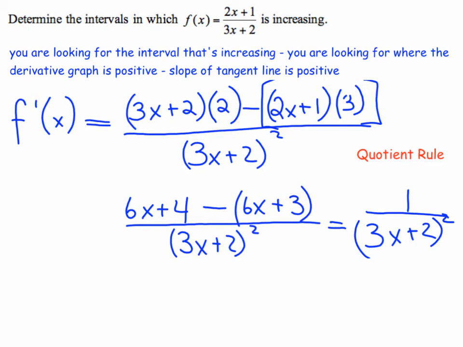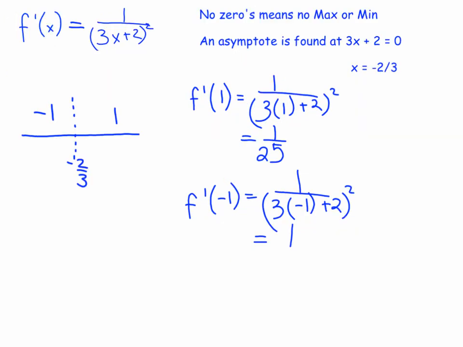Simplifying, we distribute the 2 and the 3 into the brackets, and we combine like terms. So here we have the derivative. Now the denominator cannot equal 0 because we can't have 0 in the denominator. Since there aren't any zeros, it means that there's no maximum or minimum point. And our asymptote is found at -2/3.